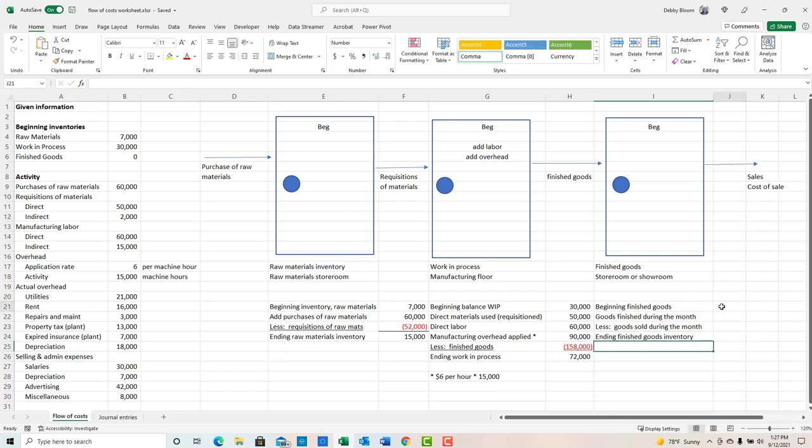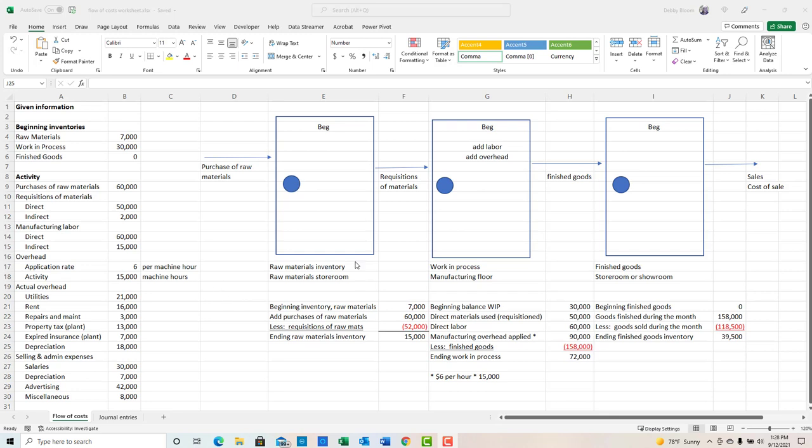So we're told that our beginning finished goods was 0. From the last schedule, we're told that we finished $158,000 worth of materials. And we were told in the problem, I didn't write it down in the activity, that we sold 3/4 of the units that were finished, so the cost of goods sold was $118,500. So once we do that, we will now calculate our ending finished goods inventory, which is $39,500.